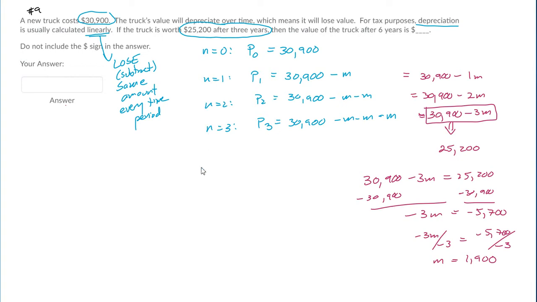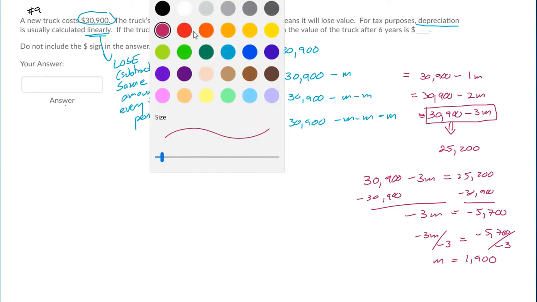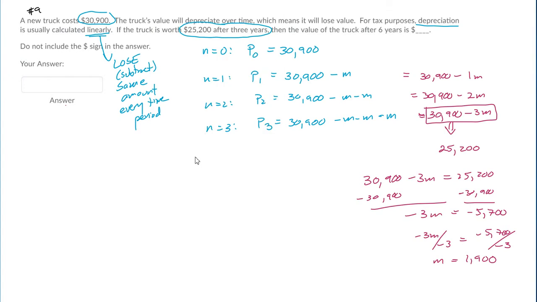So therefore, what is my overall explicit formula for the terms? The value of the truck at time n is going to be, we keep the initial, right? The initial's there every year, so that goes into my formula.